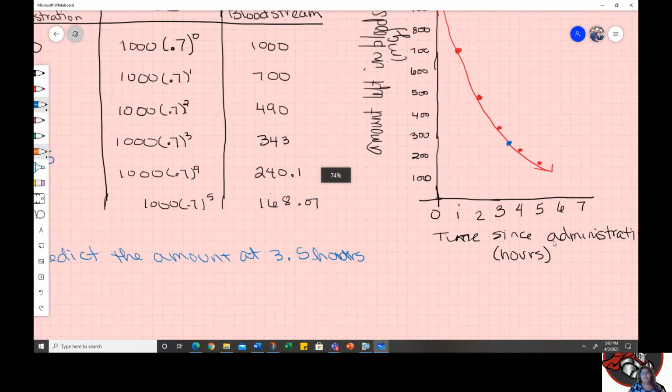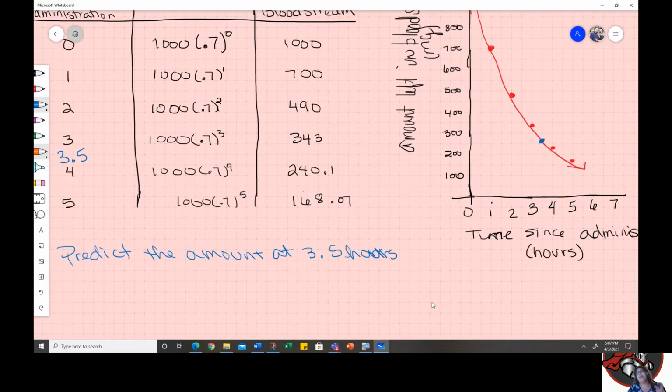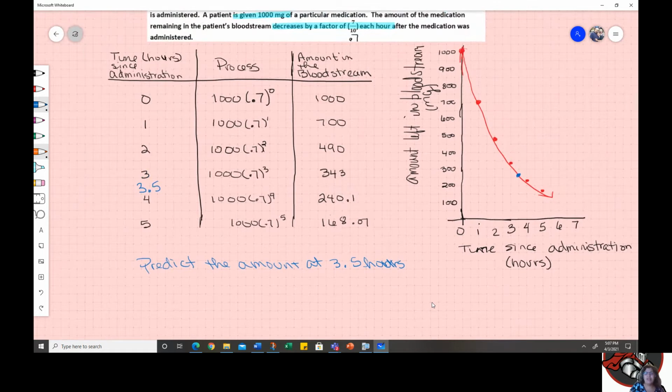So we can even do a range, anywhere between 270 and 290. I'm going to split the difference between the two estimates and say about 280. Okay, 280 milligrams. And this is just an estimate based on the table and the graph. Now, if we want to know an exact amount, we can write an equation.